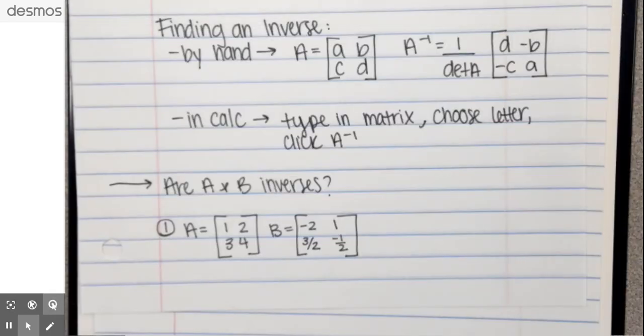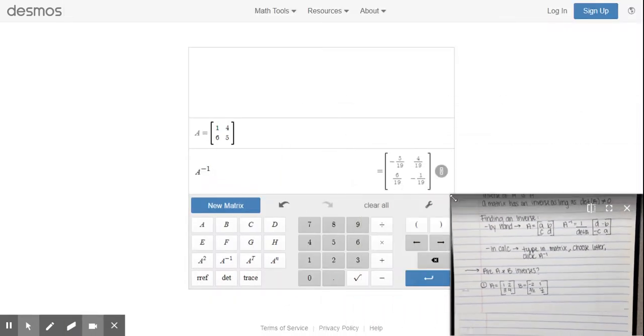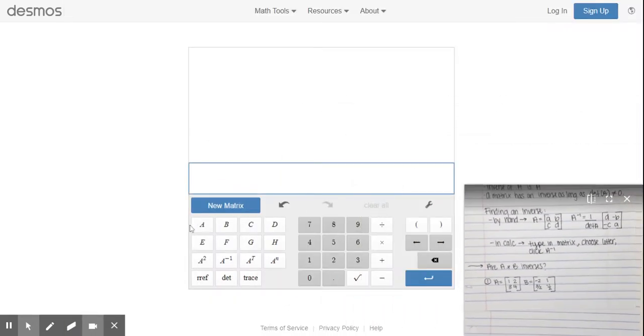Okay, the next type of problem you're going to have in Math Excel, it's going to ask you if A and B are inverses. So we said up above that two matrices are multiplicative inverses if you multiply them together and get an identity matrix. So what we'll do is multiply these two matrices in our calculator and see if we get an identity matrix. So we'll go back to our calculator. I'm just going to clear all this out.